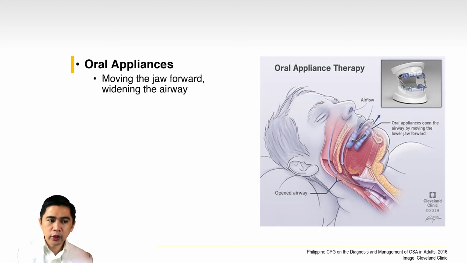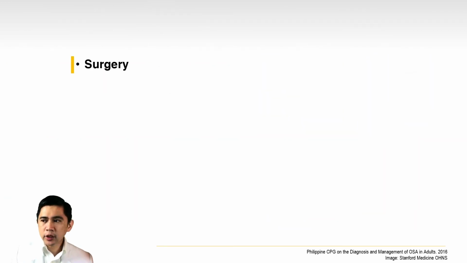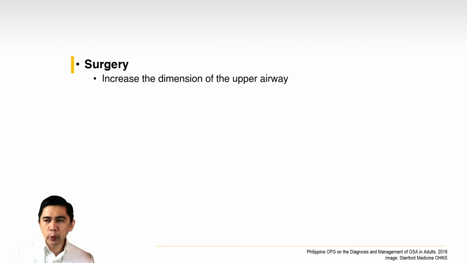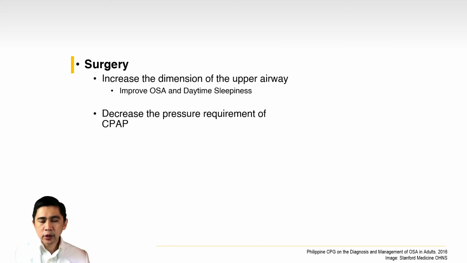So again, moving the jaw forward will widen the airway. And studies have shown that using the oral appliance improves OSA and daytime sleepiness. Surgery usually is employed, especially when we want to increase the dimension of the upper airway. Improving the dimension of the upper airway will improve OSA and daytime sleepiness as well. Surgery will also decrease the pressure requirement of CPAP.